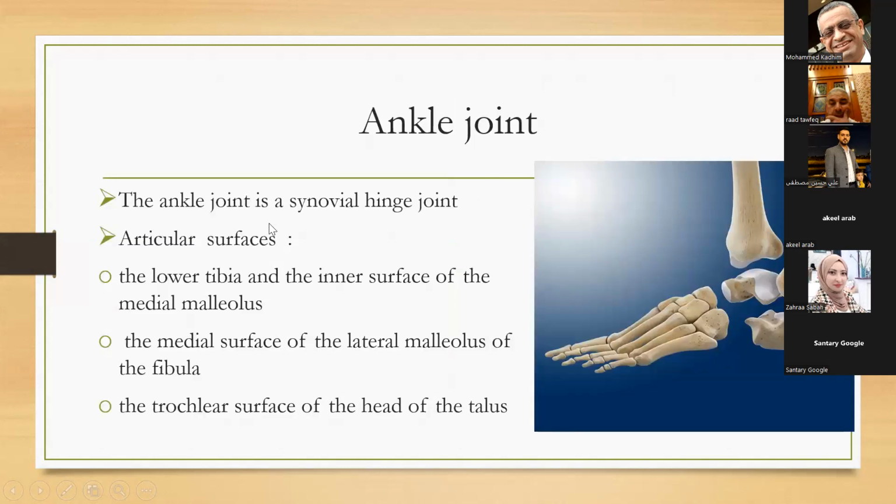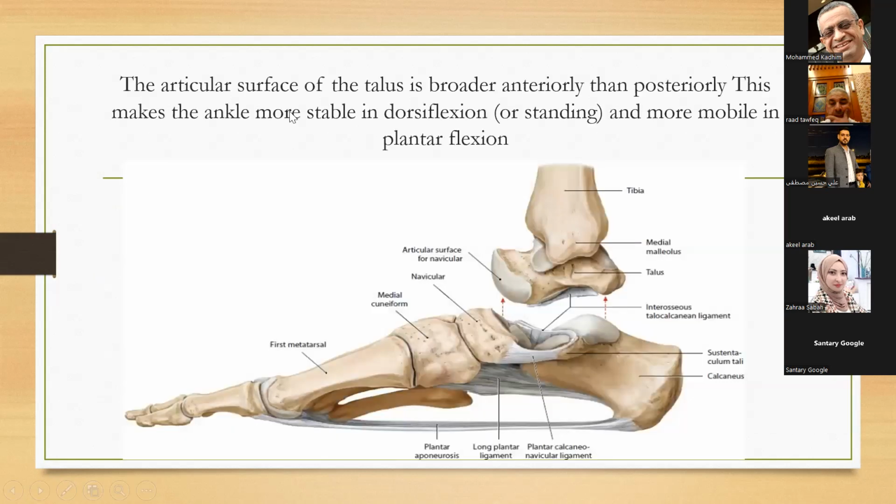The ankle joint is a synovial hinge joint. Its articular surfaces are the lower tibia, the inner surface of the medial malleolus, the medial surface of the lateral malleolus of the fibula, and the trochlear surface of the head of the talus. The articular surface of the talus is broader anteriorly than posteriorly, and this makes the ankle more stable in dorsiflexion or standing, and more mobile in plantar flexion.